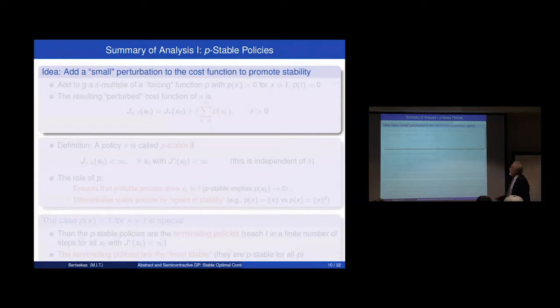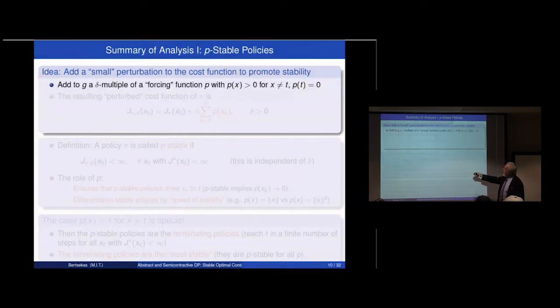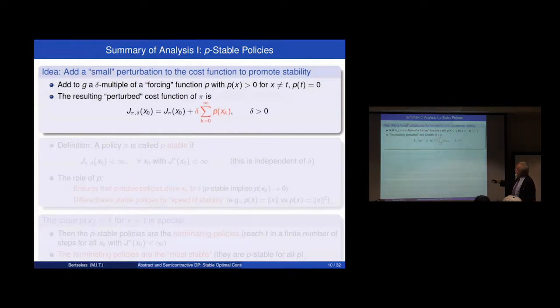Okay. So now the first idea is to add a small perturbation to the cost function in order to promote stability. And so we add to G a delta multiple of some function p, a forcing function p that forces the state towards the destination. It's positive for x different than the destination, and it's 0 at 0. So now, the perturbed cost function, after you add this perturbation, is the ordinary cost of the policy, plus the extra cost of the perturbation, which is delta times the sum of the p's. This is the cost objective, and this is the stability objective, and we combine them with a delta here.